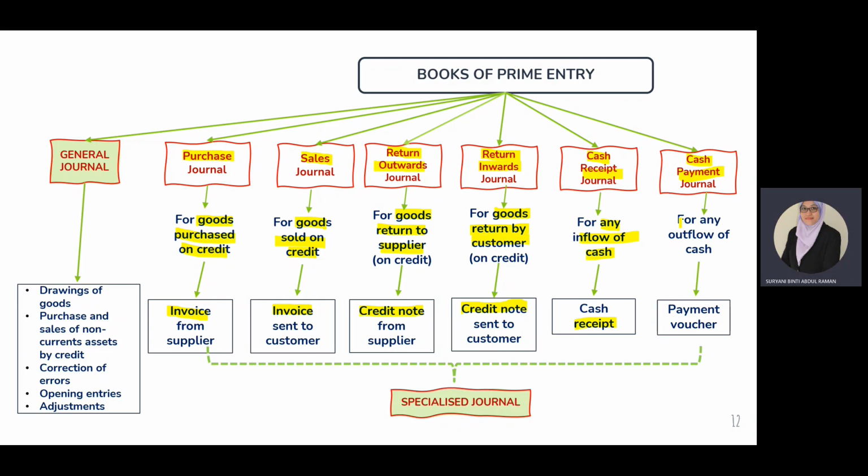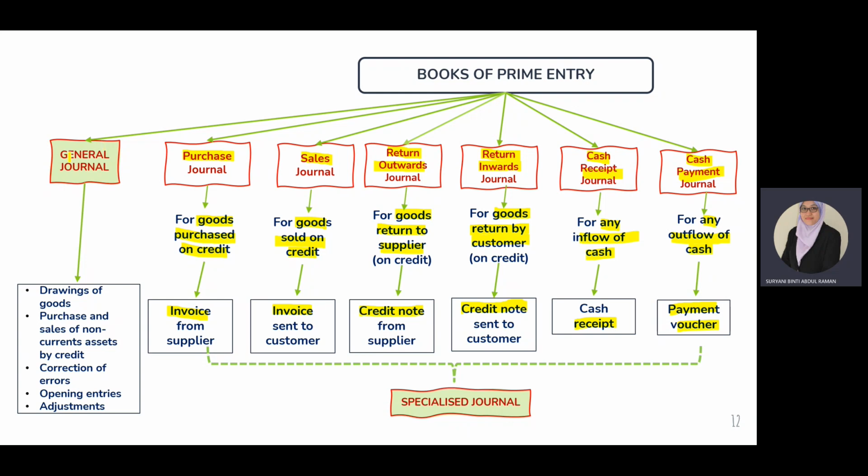The cash payment journal, on the other hand, is to record any outflow of cash. So any transaction that involves cash payment is to be recorded in the cash payment journal. One of the source documents that commonly records the cash payment is the payment voucher. Similar to the previous example, if the purchase is made by cash, then the transaction needs to be recorded in the cash payment journal, not in the purchase journal, as the purchase journal is only to record goods purchased by credit. Okay, we're done with the 6 types of special journal.